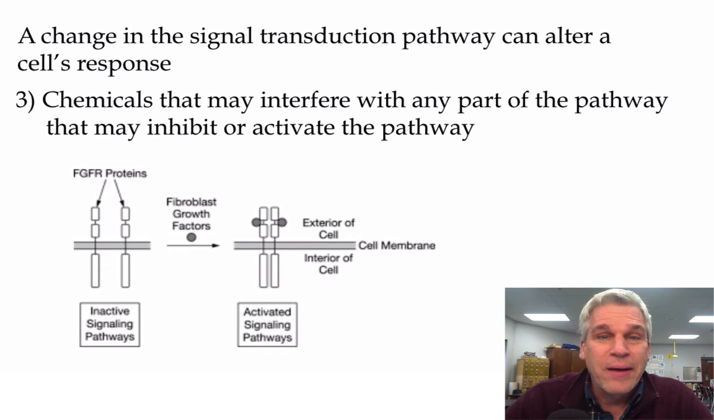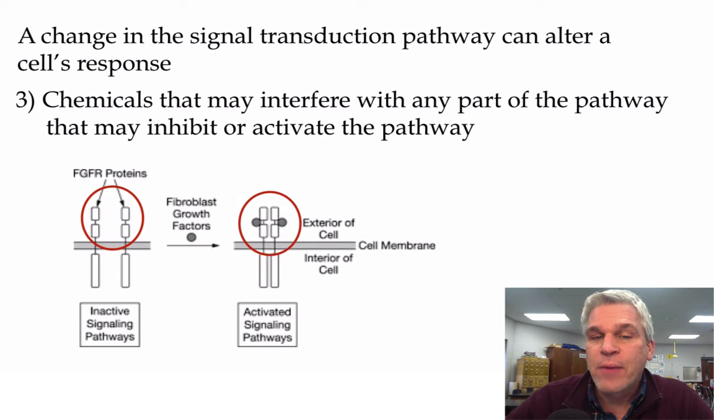Here is a diagram that was on an old AP test, and we see some FGFR proteins. I'll highlight that there for you. And there is a chemical, a ligand, called the fibroblast growth factors. The fibroblast growth factor can attach to those FGFR proteins, causing a conformational change and then activating the signal pathway. So there's an example where a chemical activates the pathway.